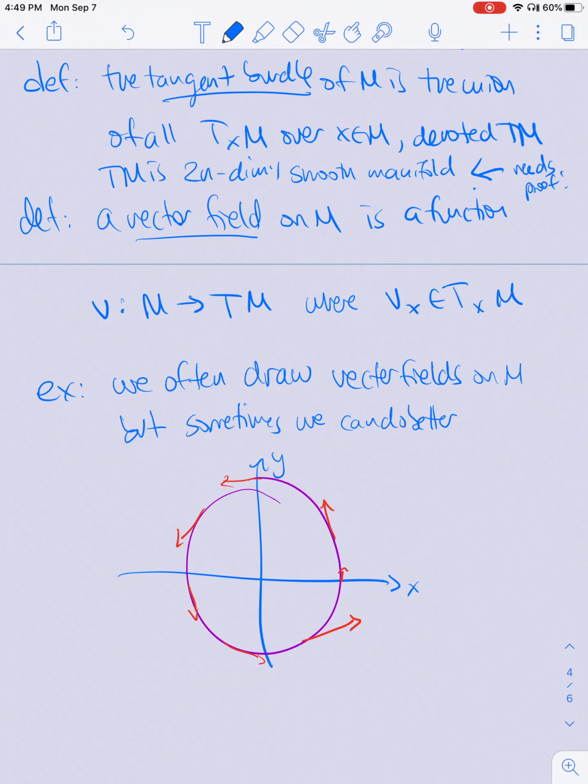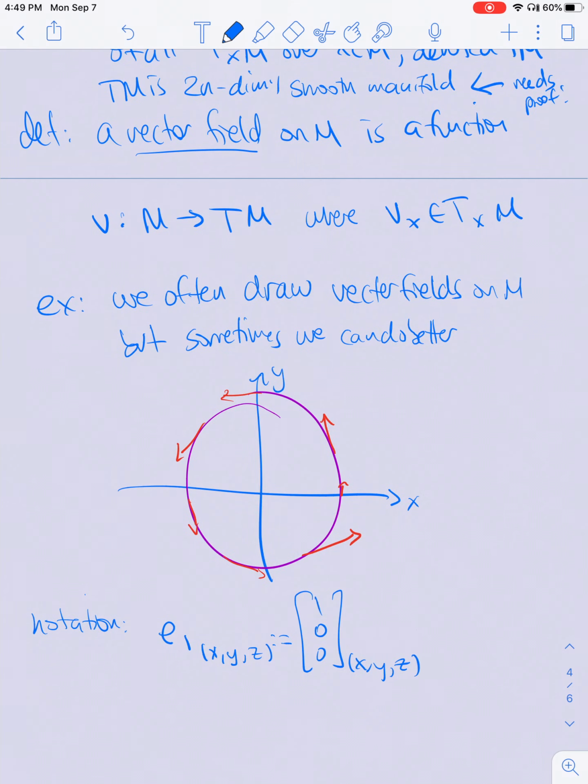And finally, some notation. Your book will write the vector e1 at the point (x1, ..., xn). Let's just do the case of R^3, for example. This is just the vector (1, 0, 0) at (x, y, z), and you can generalize this to higher dimensions and to greater i's for e sub i.